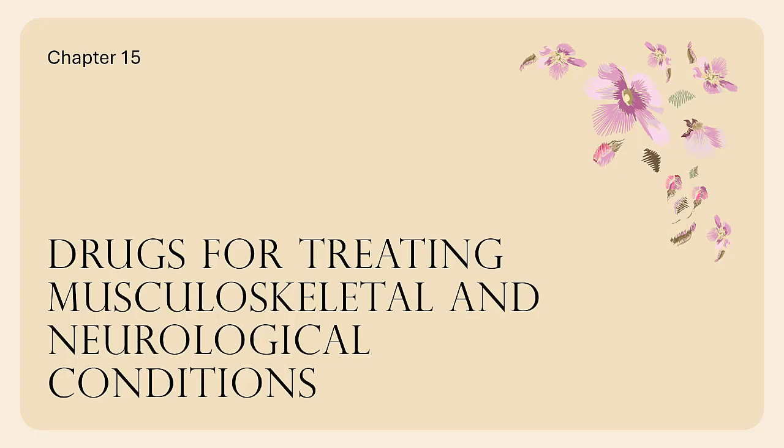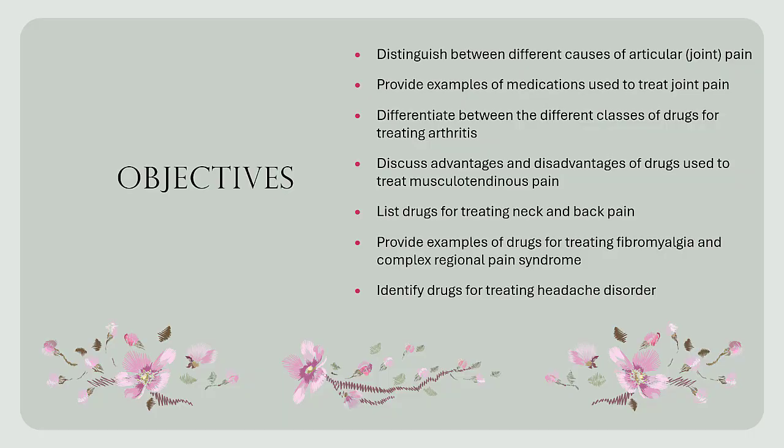Drugs for treating musculoskeletal and neurological conditions. When students complete this content, they should be able to distinguish between different causes of articular or joint pain. Provide examples of medications used to treat joint pain.